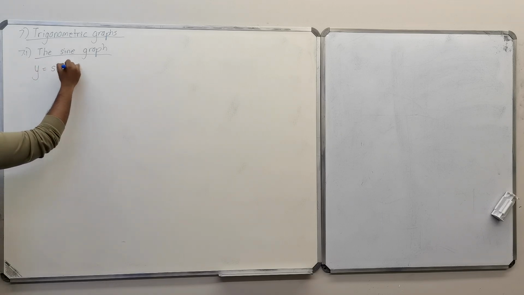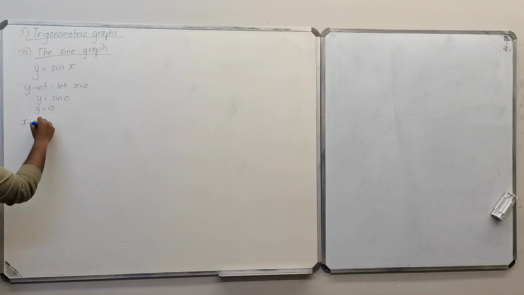Okay, so page 150, the sine graph. So if you have y is equal to sine x, for your y-intercept, you would let x equal to 0. So you just say y is equal to sine of 0. So what is the value of y? 0. Y is equal to 0.